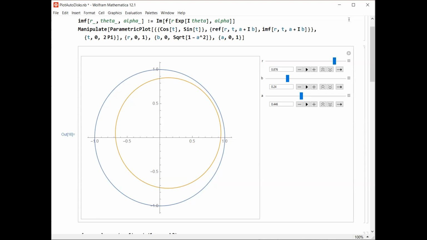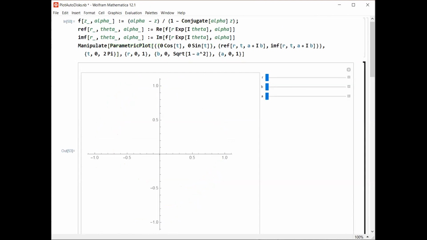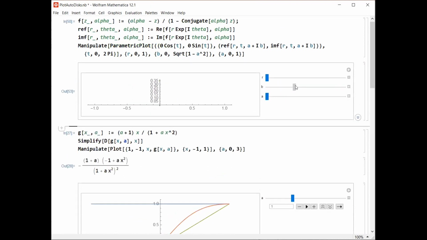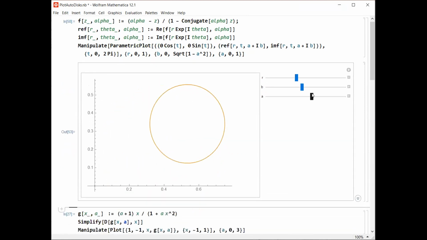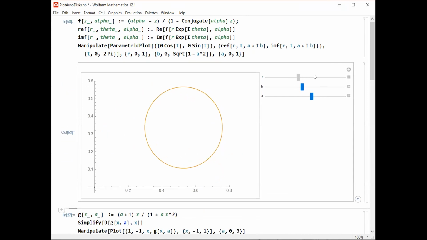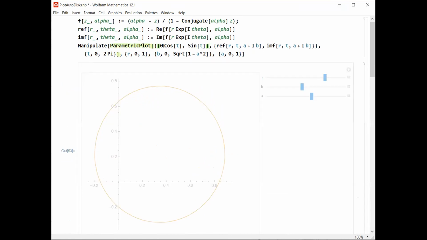Ah, so you want me to remove the outer circle? You want me to remove it completely or just move it further away? I will completely remove it. So does that look like a circle now? And I can increase the value of r. Does that still look like a circle? Yeah, not a proof. I am putting the circle in here just so we can see where things are.